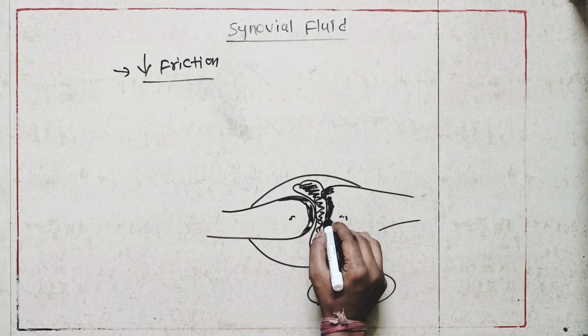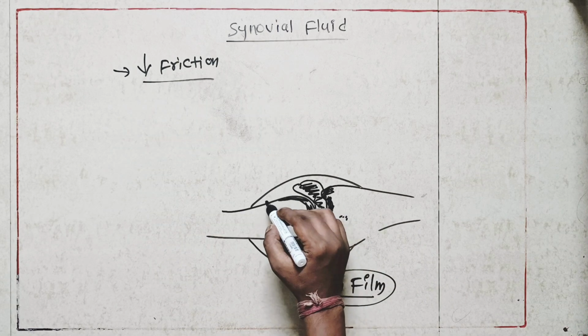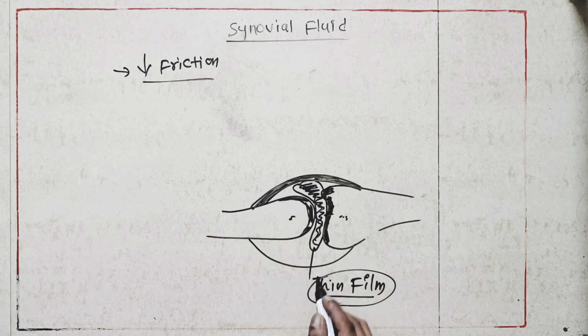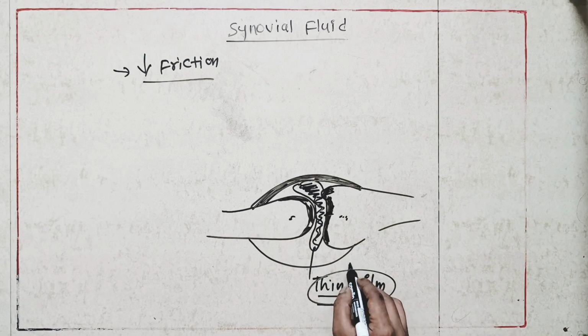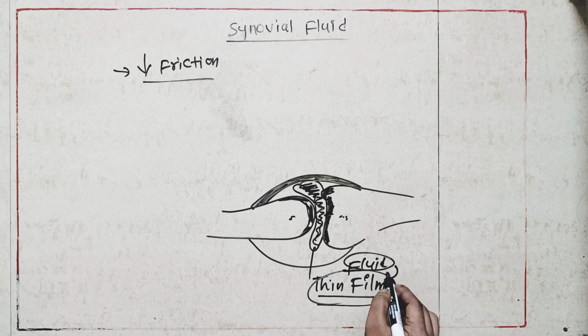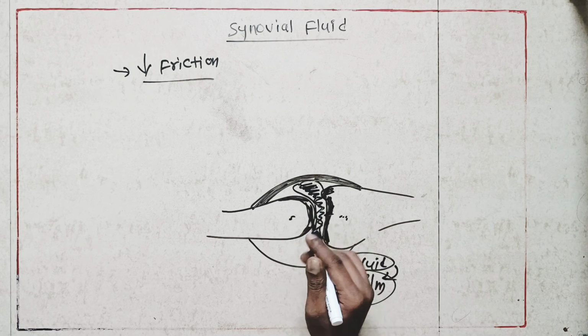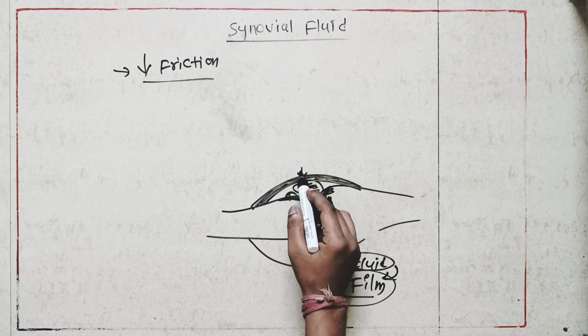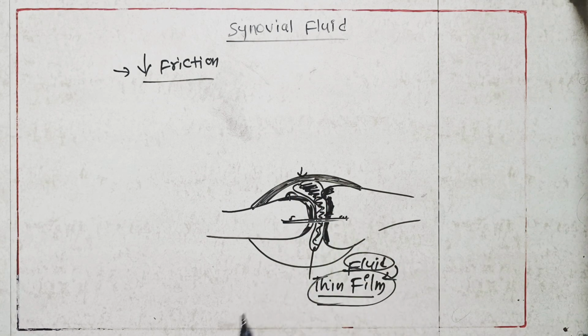At the same time, between these articular cartilages, and see here, this is our joint capsule. The synovial thin fluid film, nothing but the synovial fluid film, is going to reduce the friction between the joint capsule and bone. This is about synovial fluid.